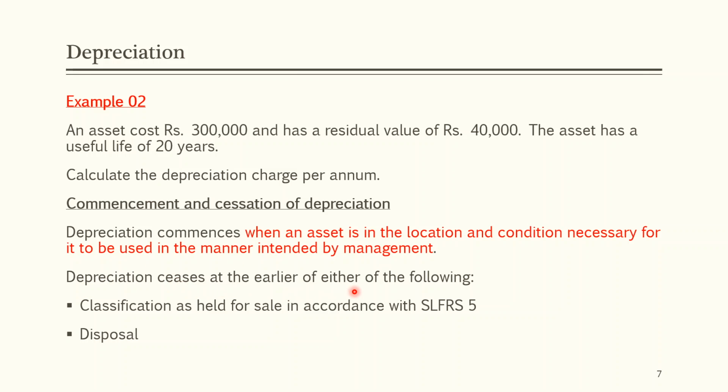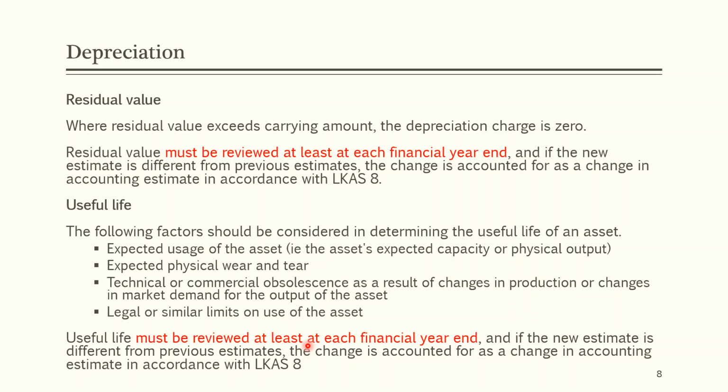Depreciation ceases at the earlier of either of the following. Whatever happens earlier, from that point onwards we are not going to depreciate anymore. Classification as held for sale in accordance with SLFRS 5. You will learn this particular standard in your next semester, under advanced financial reporting. If we have an asset and we are not going to use it, we hold it solely for the purpose of selling, and if a customer comes and asks for a particular price we are going to sell it, such assets we are not going to depreciate. And on disposal, from the point of disposal, no more are we going to depreciate.